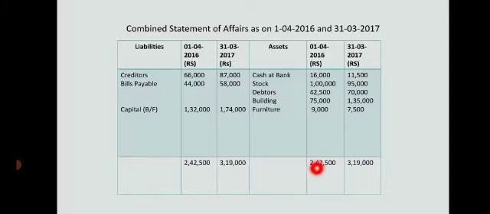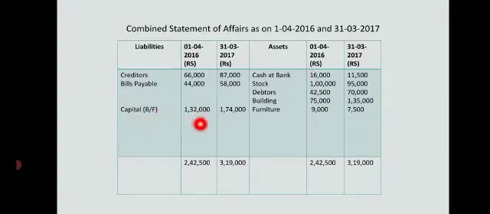So write the total both the side, 2,42,500 and 2,42,500. This is the normal way how we close the account. Total both the sides, whichever side total is more, that total we write it both the side, and then liability side total is less, it is less by 1,32,000, and that becomes our balancing figure. We call it as opening capital.